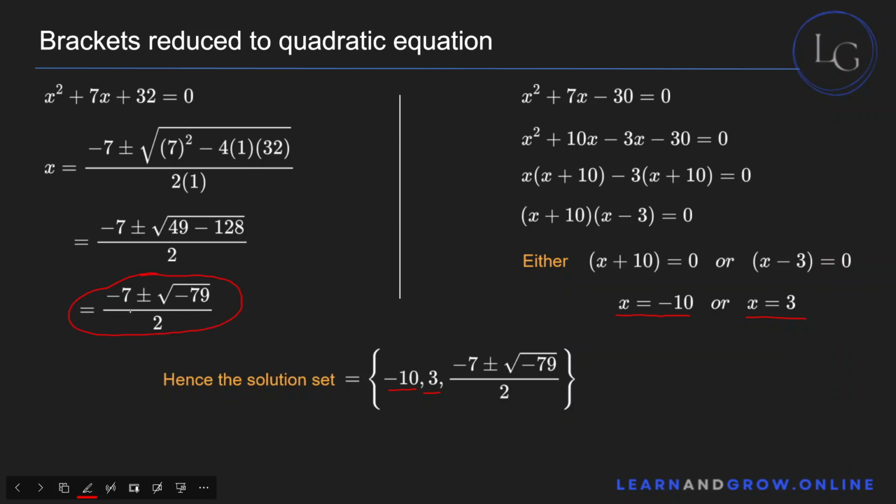And they'll both be imaginary, as minus 79 here is being square rooted, and a negative number being square rooted will give an imaginary value. So you'll get two imaginary numbers over here, and that is the solution set.